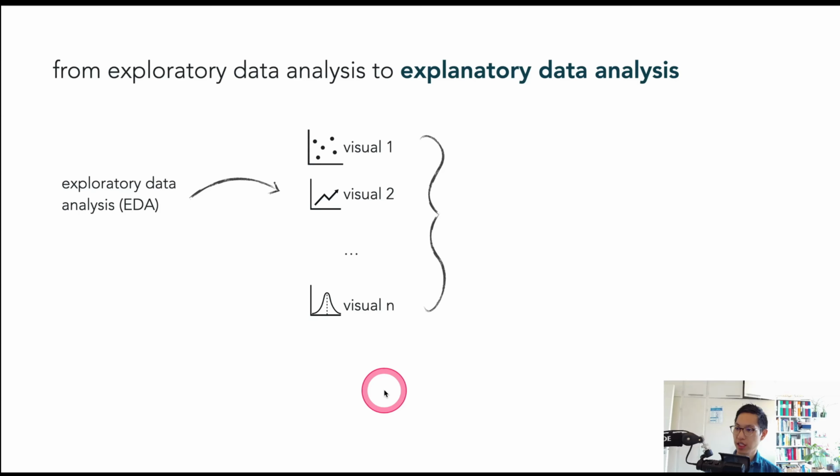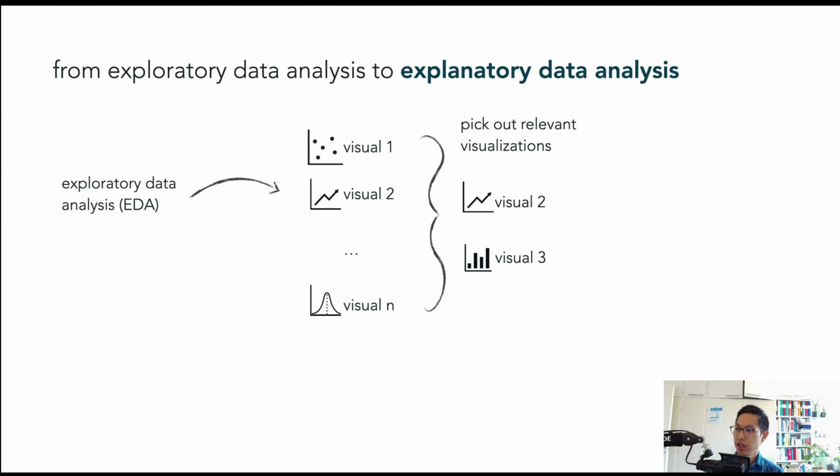Based on these, we'll pick out some relevant visualizations. What is relevant depends on what type of explanations, what type of story we want to create, and what type of visualizations are relevant for the target audience. Note that the target audience is different depending on the situation, and depending on the target audience, we pick out the visuals. So maybe we pick out visual 2 and visual 3, and they look like this, for example. Based on this, we go through several steps of data storytelling.